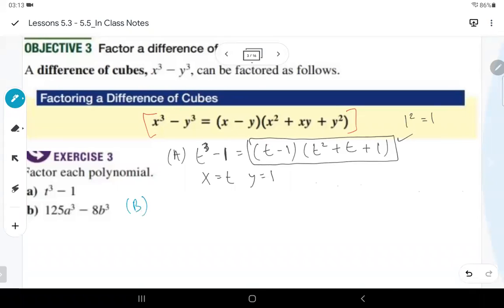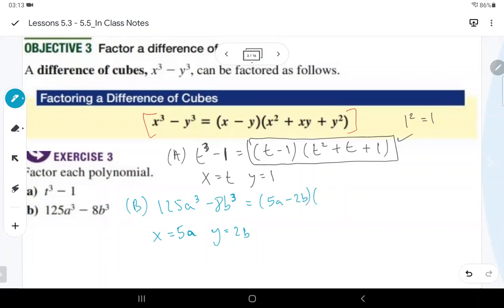For B, we have 125a cubed minus 8b cubed. Our x is equal to 5a. Our y is equal to 2b. Again, we're going to plug in anywhere we see x, we're going to use 5a. Anywhere we see y, we're going to use 2b. Okay. So 5a minus 2b.